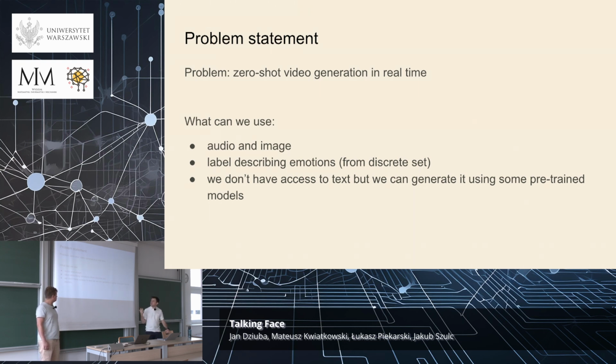So what's the problem? We want to do zero-shot video generation based on one image of the person and an audio file. We can also use a label describing the emotions from a discrete set, but we don't have access to the text. We could generate it using some model, but we only have audio.